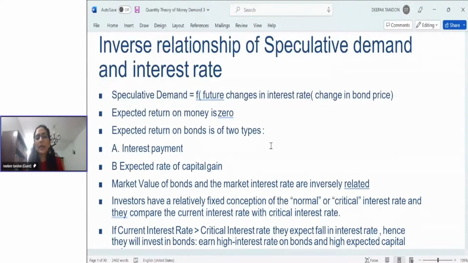Today the interest rate is higher. In future, for sure, it is going to decrease, because the normal rate should not be more than 5%. If it is today 7%, which is higher than the 5% interest rate, that means you will believe that in future it will for sure decrease. Why? Because normal for you is 5%. And if the market interest rate is 7%, then for sure it is going to decrease.